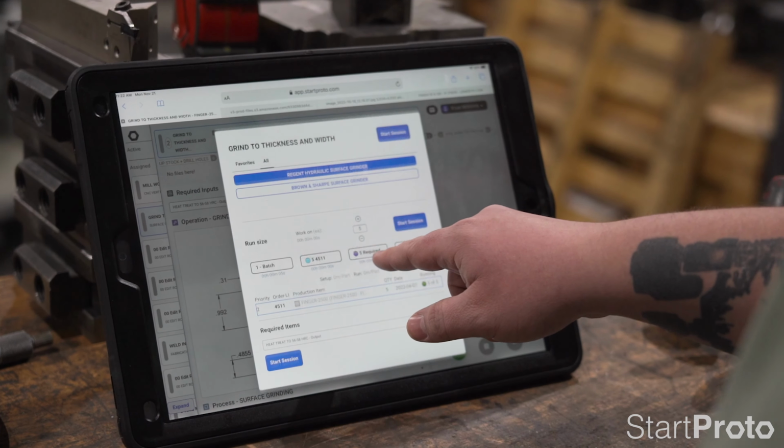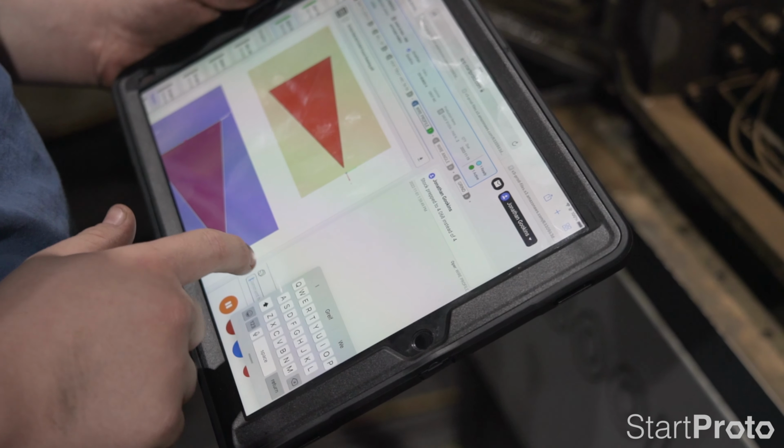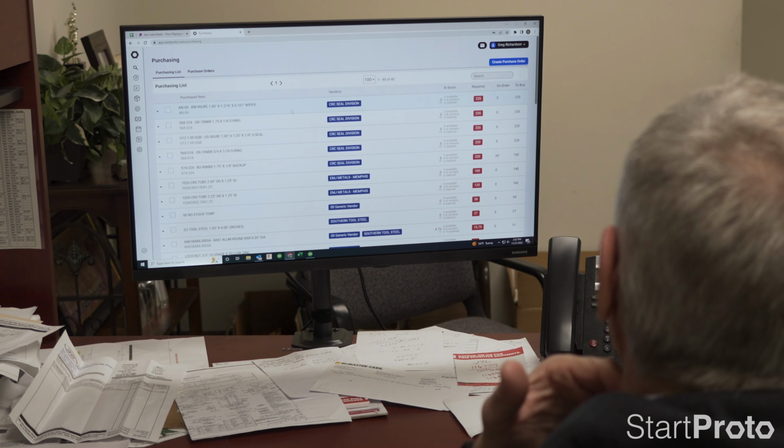We like the fact that it seemed to be simpler than some of the other systems that we looked at. I'm not a techno guy, and I felt real comfortable when y'all first started showing it to us that I could do this. I don't think we would grow as a company without StartProto. I see StartProto as being a quintessential part of this company going to the next level and not staying stagnant.